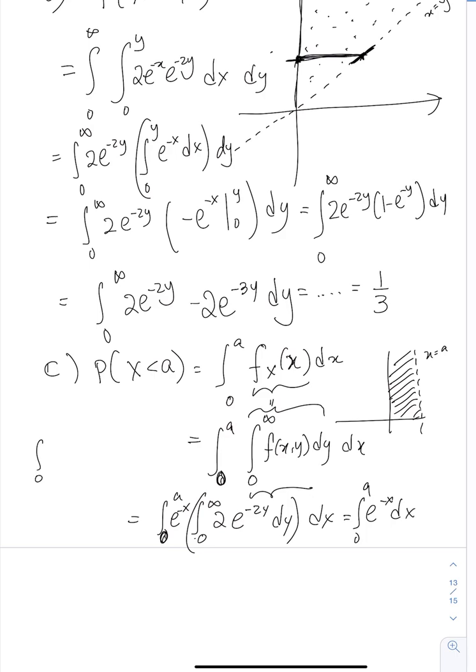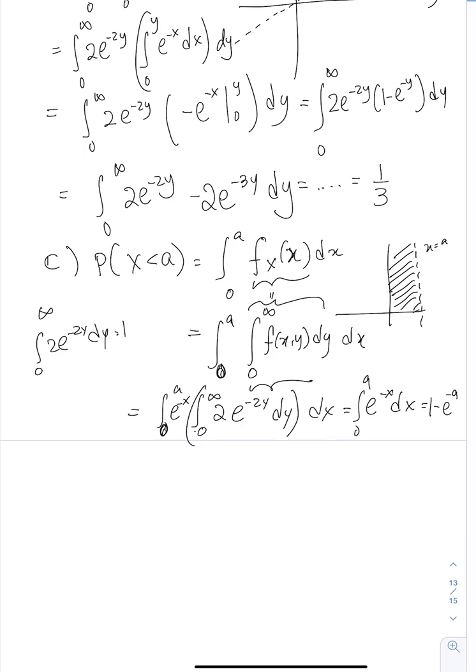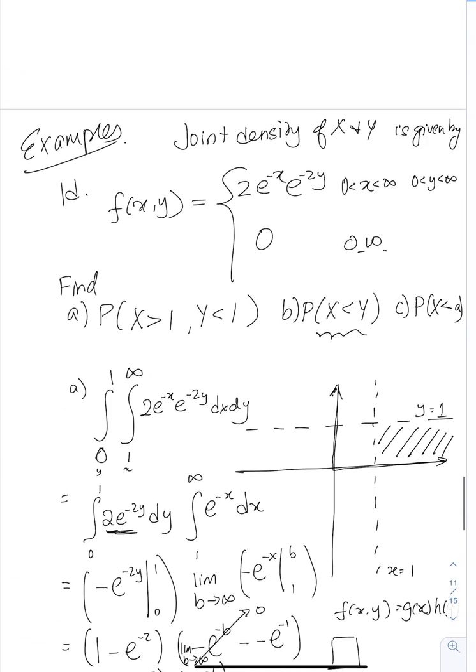You can check: integral 0 to infinity 2 e to the minus 2y dy is 1. Then you have integral 0 to a e to the minus x dx, and that turns out to be 1 minus e to the minus a. That's also the cumulative distribution function of the random variable x, because for a continuous variable the probability x less than or equal to a is the same as the probability x less than a. I hope that example made sense.